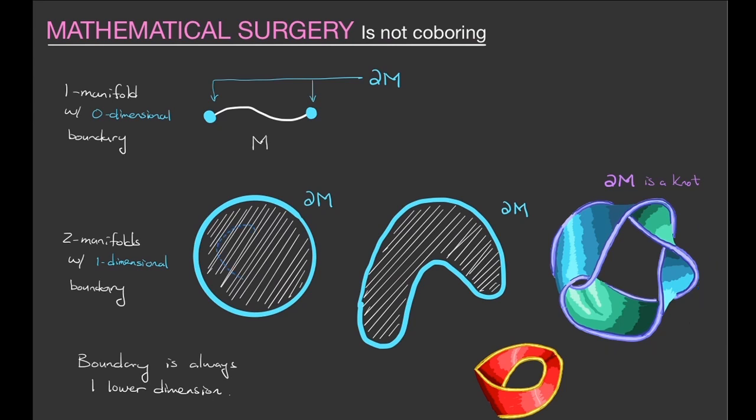And notice again, your boundary is always one less dimension than your manifold. So if you have a two-dimensional manifold with boundary, its boundary will be one-dimensional. If you have a one-dimensional manifold with boundary, its boundary will be zero-dimensional. It's always one less. If you had a three-dimensional manifold, its boundary would be two-dimensional. And as another case, here we have another unknot, and it's bounding a surface, and that surface happens to have only one side.